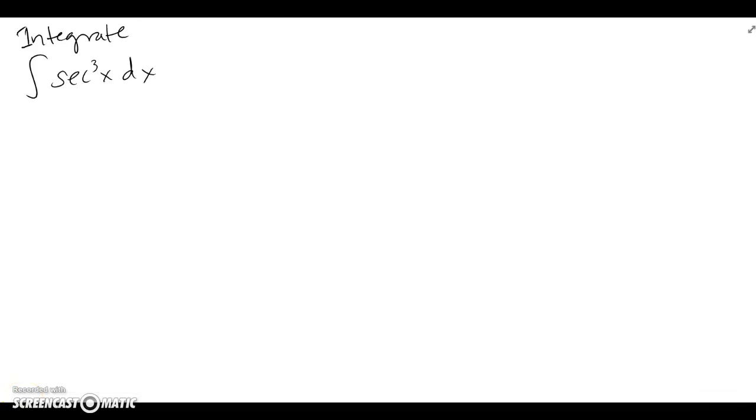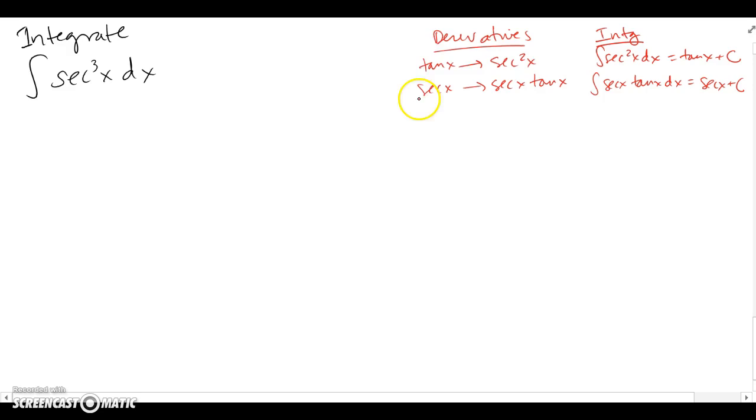Let's look at the integral of secant cubed x dx. So again, we're dealing with secants, and we know the integral of secant squared, so we might be thinking back to our basics. And so these will probably play a role somehow. We just want to keep track of them.